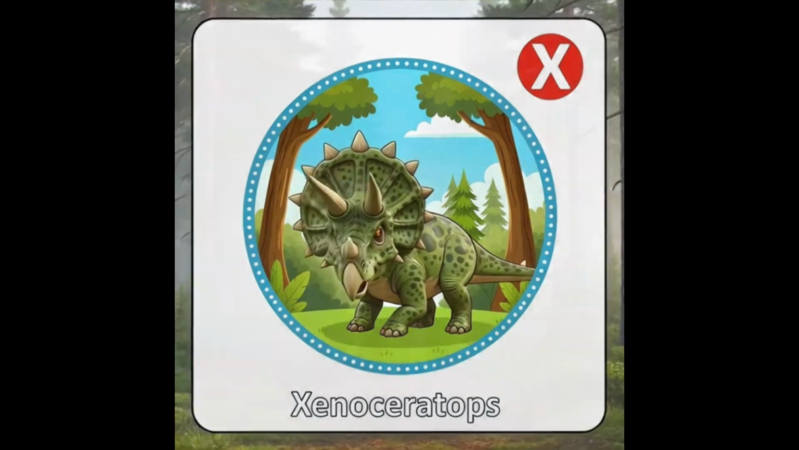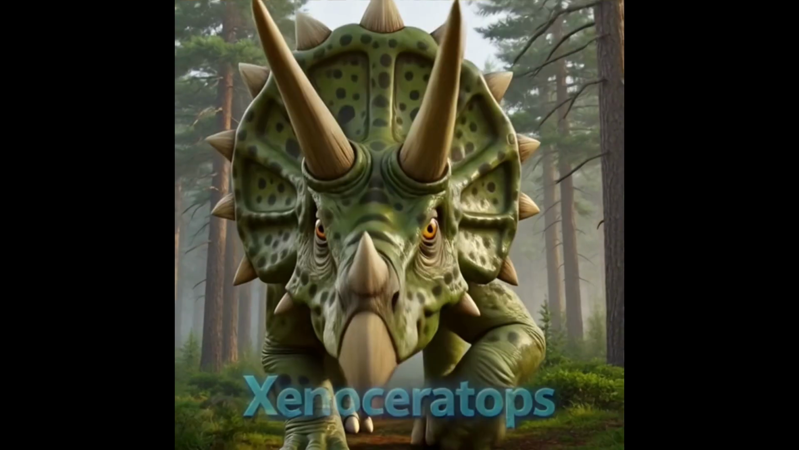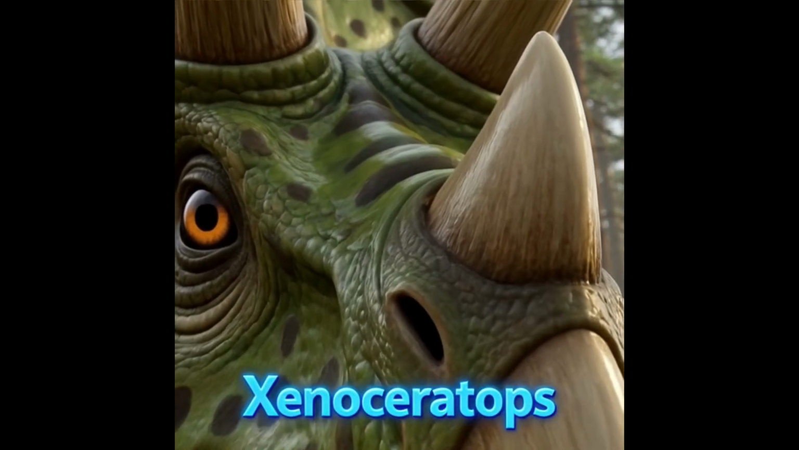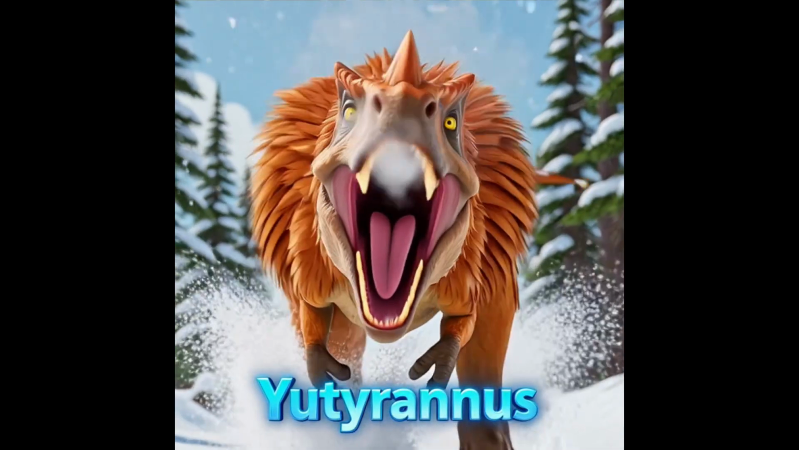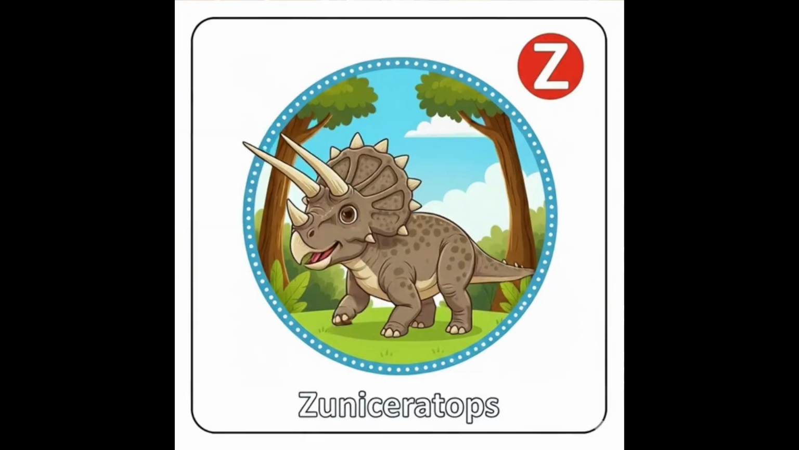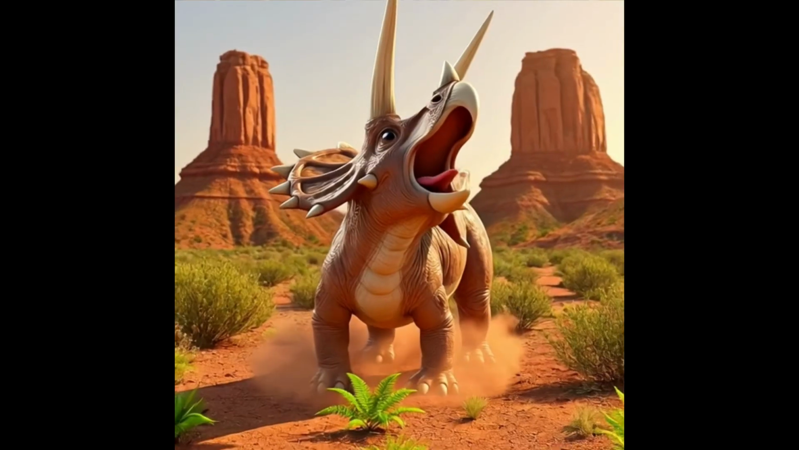X is for Xenoceratops. Y is for Yutyrannus. Z is for Zuniceratops.